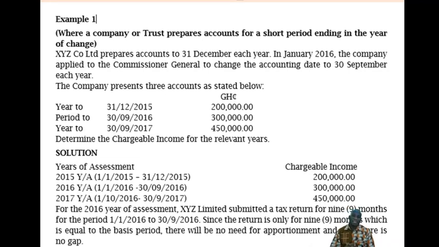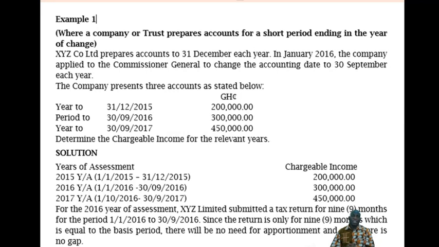Perhaps they've heard that come September of that year, the rate will come down. So they want to quickly change from January to December so that by 30th September, they will take advantage of the lower rate. Okay. The company presents 3 accounts stated below.